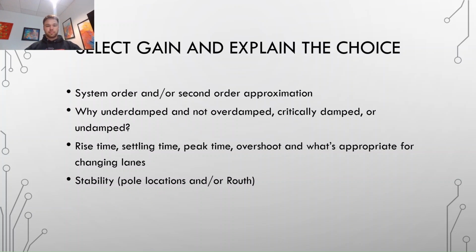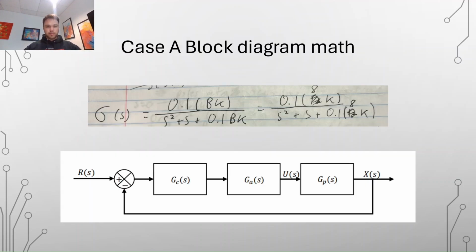The system order. This is what I'm going to go over in the next couple of slides. Why underdamped and not overdamped, critically damped, or undamped. The rise time, settling time, peak time, overshoot, and what's appropriate for lane changing. And then I'm going to go over the stability.